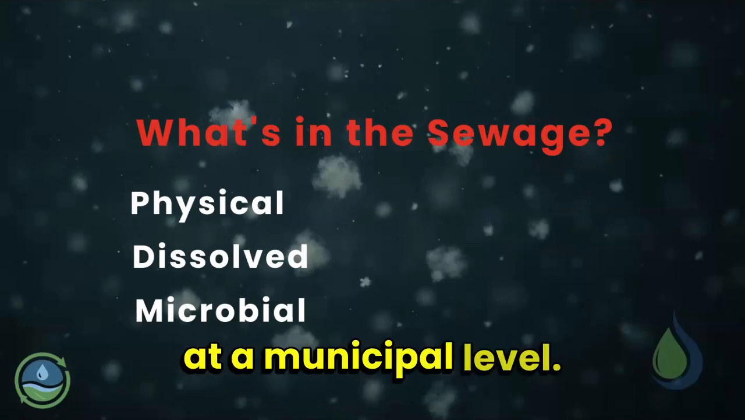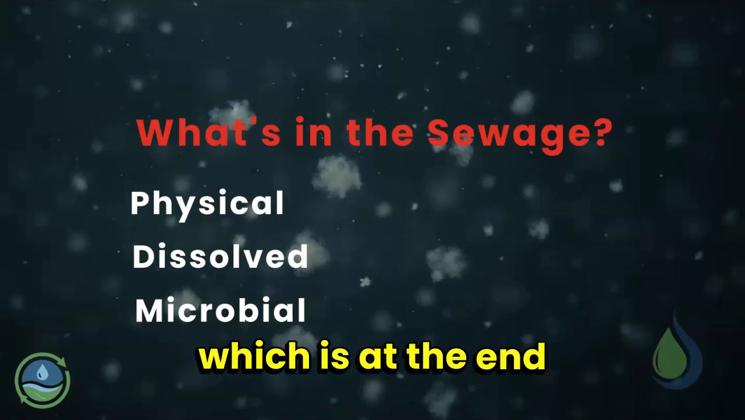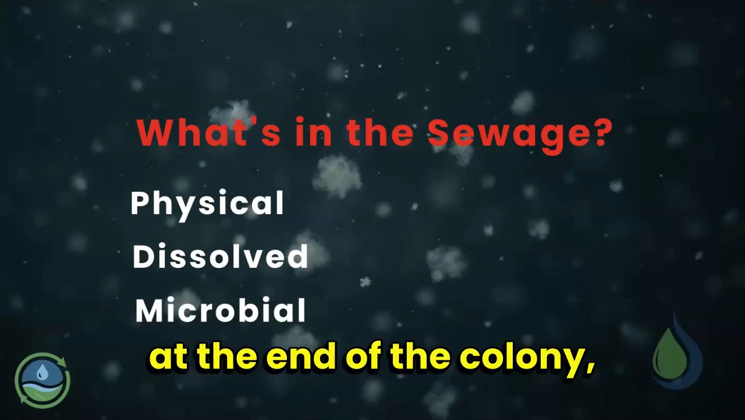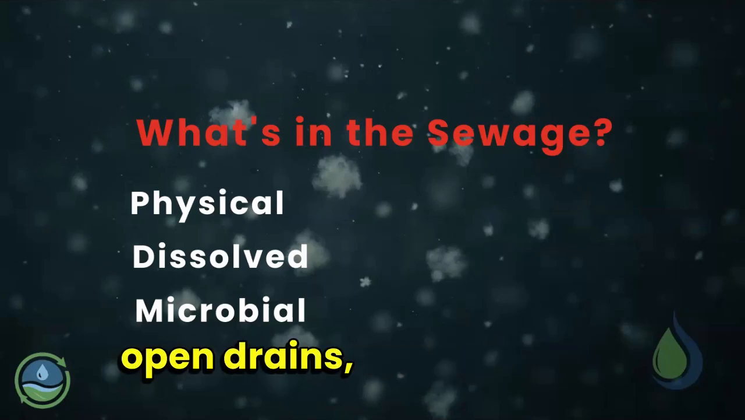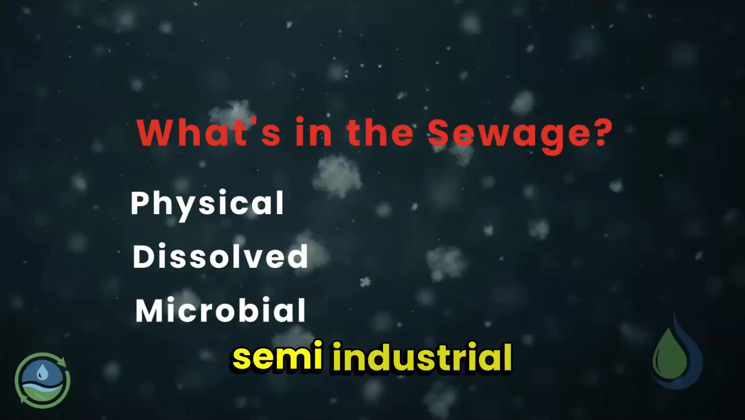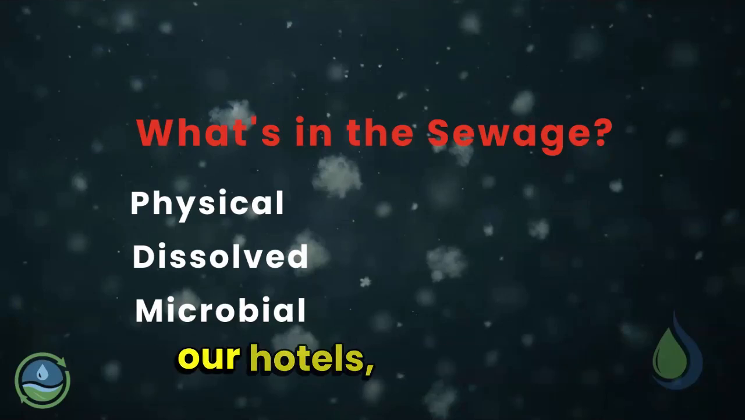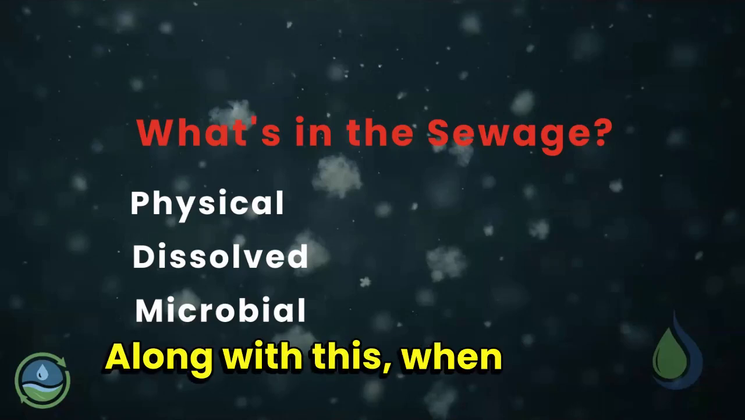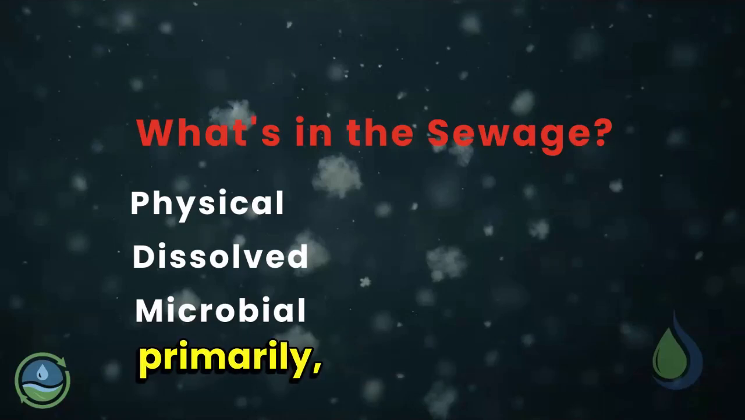Let us look at a larger perspective. Sewage treatment at a municipal level. A municipal sewage treatment plant, which is at the end of the city or at the end of the colony, is carrying water from open drains, closed drains. It is carrying water from restaurants. It is carrying water from semi-industrial commercial establishments like car washes, like our hotels, hospitals, right? So from here, a lot of soap can come. But soap is not a physical impurity. When we say physical impurities, it is primarily wood particles, some metal particles, plastic covers, baby diapers, sanitary napkins. These are the physical impurities that get carried along with wastewater.